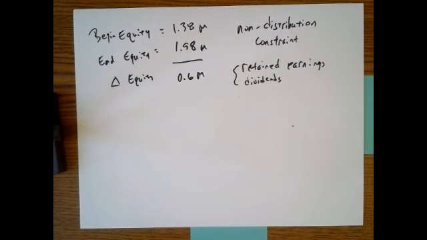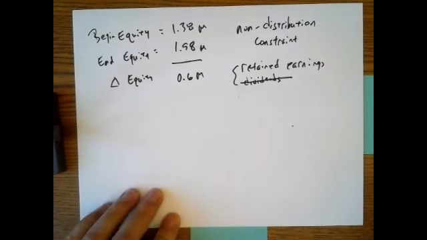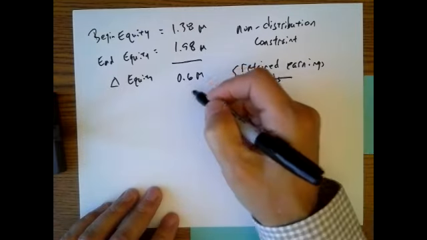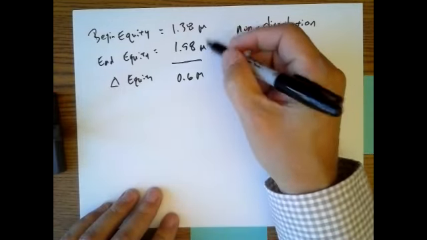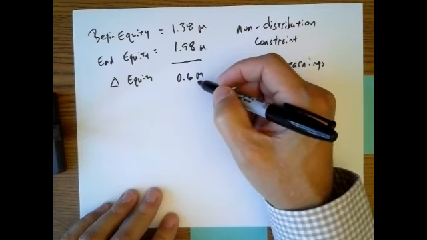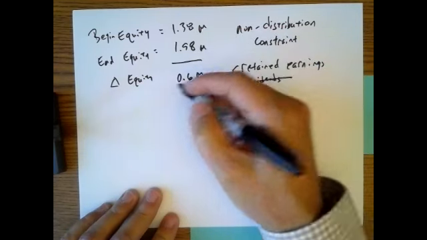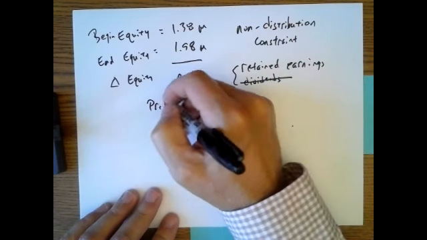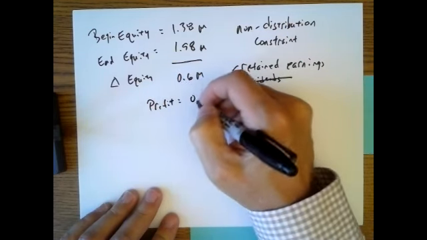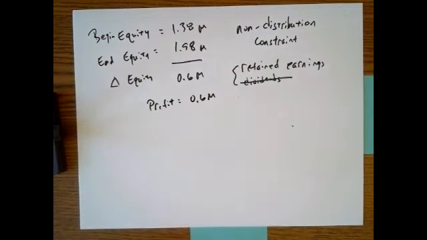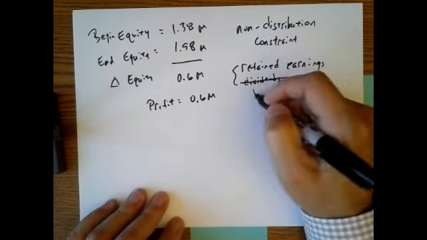And because this is a not-for-profit, you are not allowed to pay dividends, okay? So what this implies, because the equity went up from 1.38 to 1.98, the change in equity of 0.6 million, is that the profit for the year was 0.6 million. Okay, so now we move to part B. Here, we're going to assume San Mateo is an investor-owned business. So now we're a for-profit entity, which means that they can pay dividends.